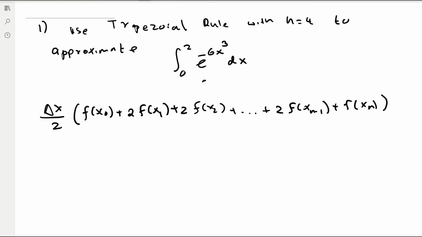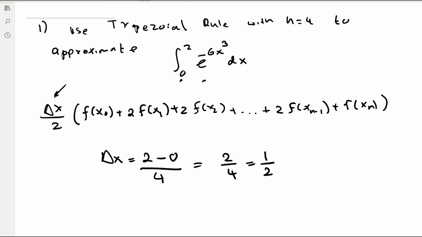So to use this formula, first thing that I taught you in the class is to find delta x, right? Find the width. So here I can see a and b, it's going from 0 to 2. So delta x will be 2 minus 0, b minus a over n. N is 4. So this is going to be 2 over 4, that means half. So the width is half. Okay, so that's my delta x.